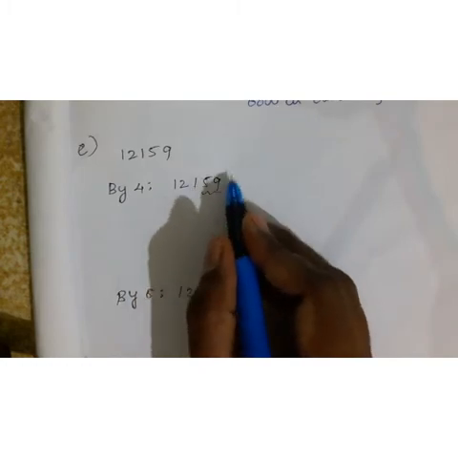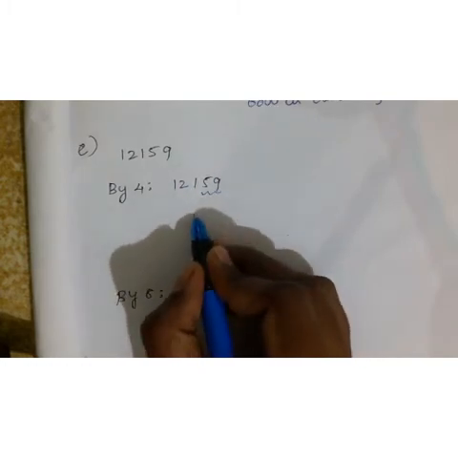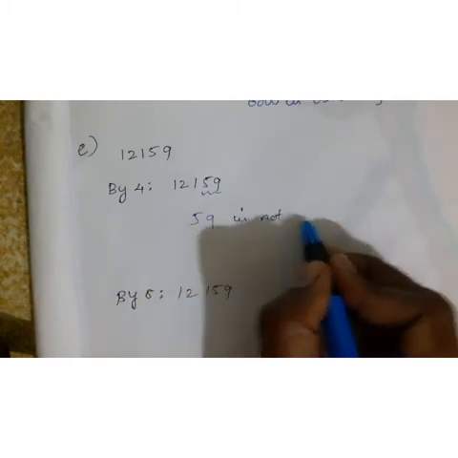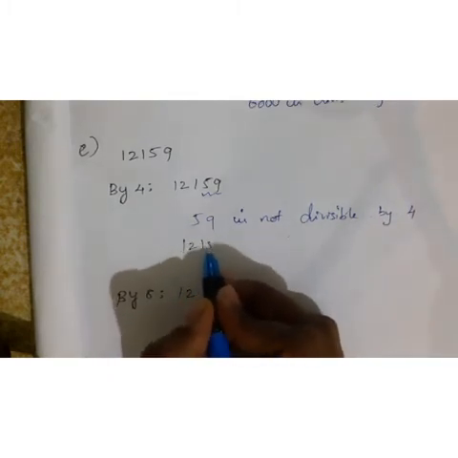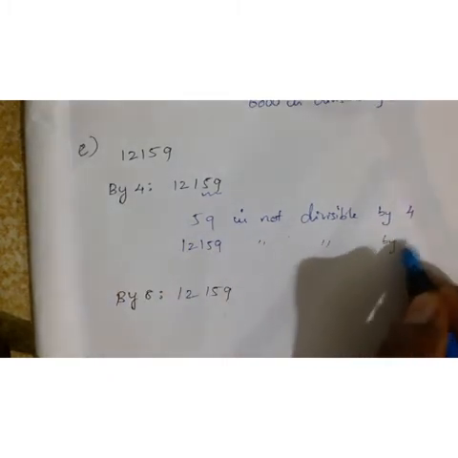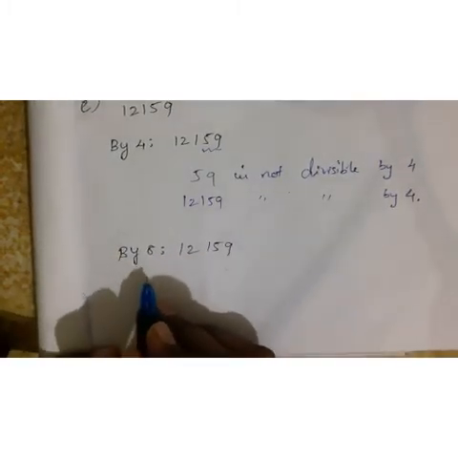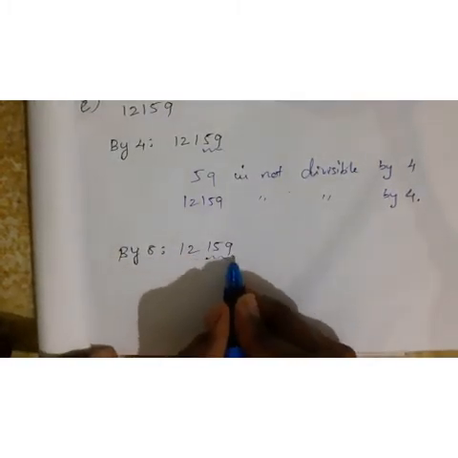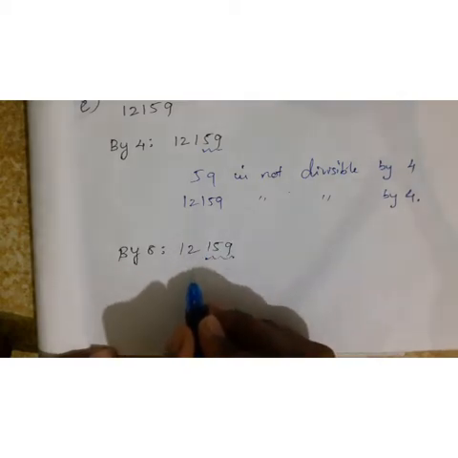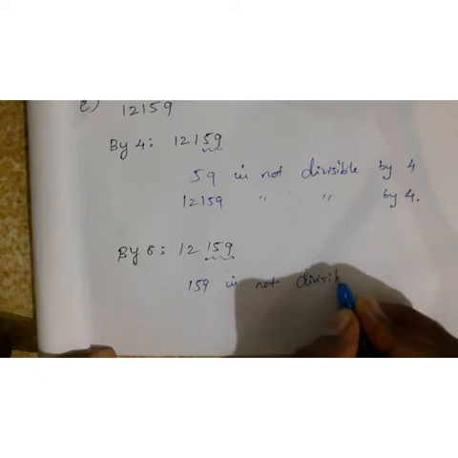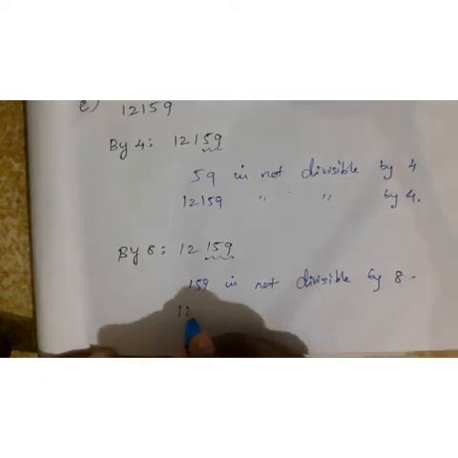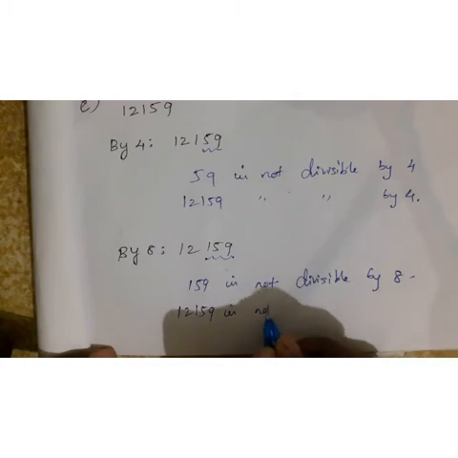Divisibility test for 4. If the last two digits are divisible by 4, then the number is divisible by 4. Here 59 is not divisible by 4. Hence 12159 is not divisible by 4. Divisibility test for 8. If the last three digits are divisible by 8, then the number is divisible by 8. 159 is not divisible by 8. Hence 12159 is not divisible by 8.